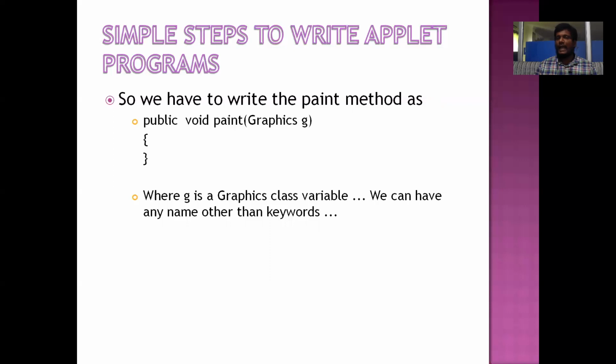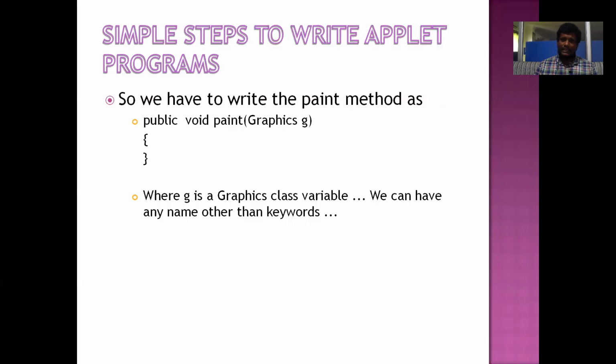And after paint, we have used something in the braces, which are called parameters. So here we are passing the graphics class variable, that is G, as a parameter for this particular paint method. So we have to define the method inside this applet program as public void paint of Graphics G. And we said that Graphics is a class. That is why we have to maintain a capital letter for G, right?